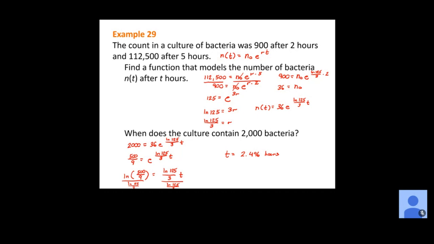So again, just be real careful. You might even want to just go ahead and take the natural log of 125 over 3, get a decimal value for that, and then do your natural log of 500 over 9 divided by the decimal, just to make sure that you're not messing up parentheses or anything else down there in that denominator. Any questions on that one?